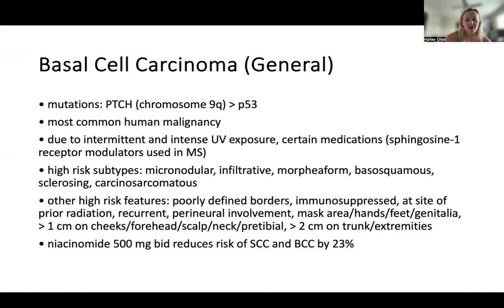High-risk subtypes are micronodular, infiltrative, morpheaform, and then some other high-risk features are if the patient is immunosuppressed, if it's occurring in an area of prior radiation or a prior basal cell, so it's recurrent, if there's perineural invasion, and then if they're bigger lesions as well. So nicotinamide, 500 milligrams twice a day, can reduce the risk of SCC and BCC by 23%. So that's important to keep in mind.